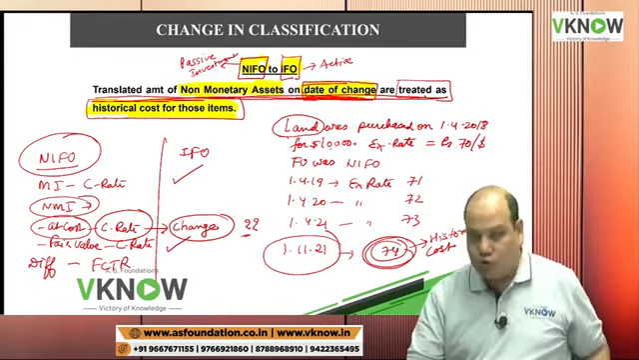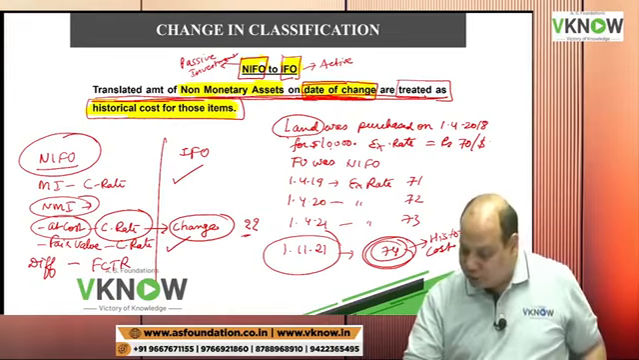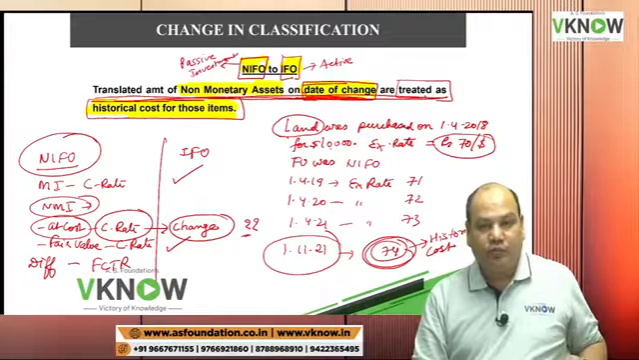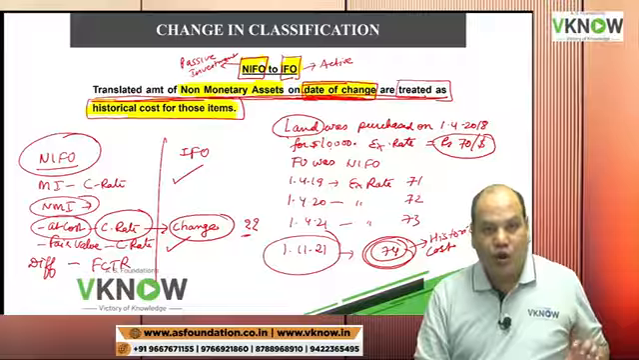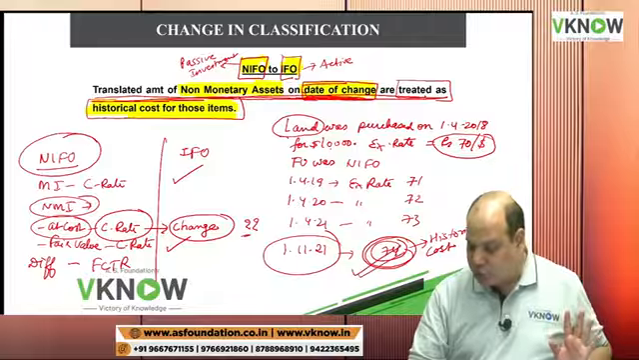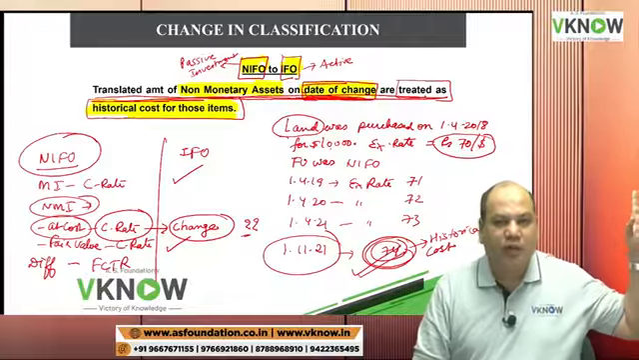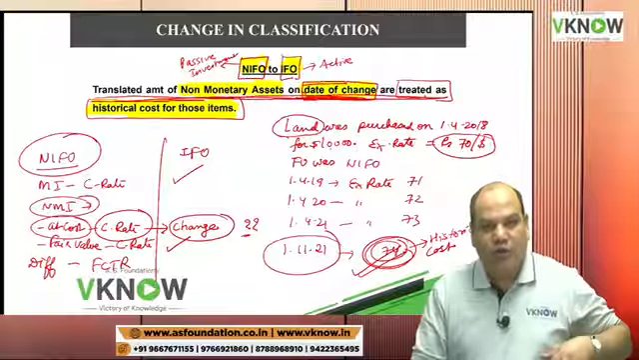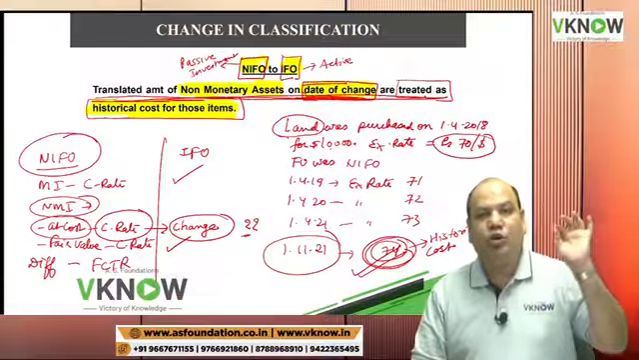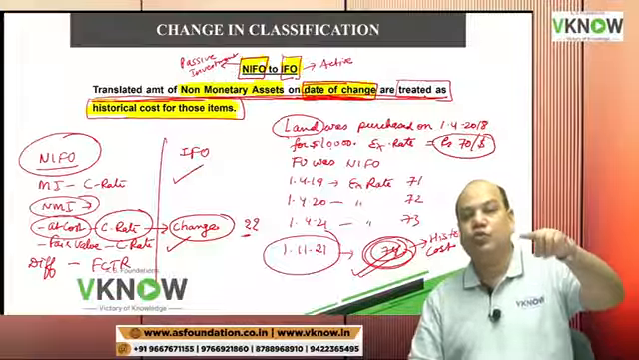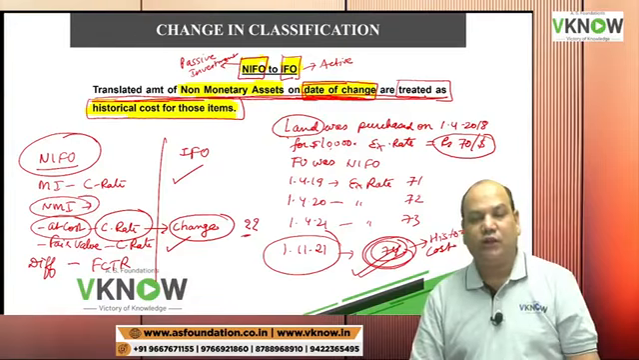Is it right? So you can ask me the question, can I take 70 rupees again? The answer is no. You are going to apply the rate on the date of reclassification. Don't go to the past. Forget the past. What is the rate today? 74. This will become deemed cost for future accounting under integral foreign operation.